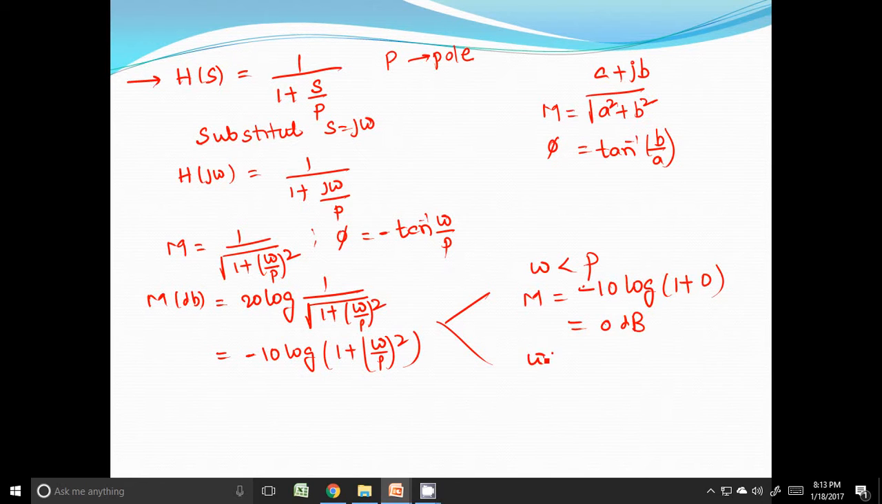So this becomes minus 10 log 1, nothing but 0 dB. And if omega is greater than p, then magnitude is minus 10 log (omega by p) whole square. In this case, (omega by p) whole square is much greater than 1, so I am neglecting 1. So this can be written as minus 20 log omega by p.